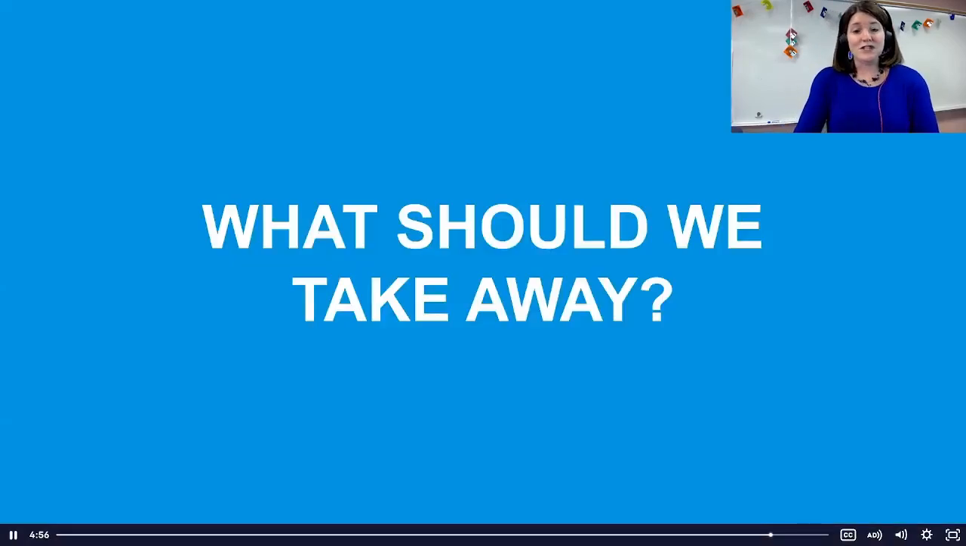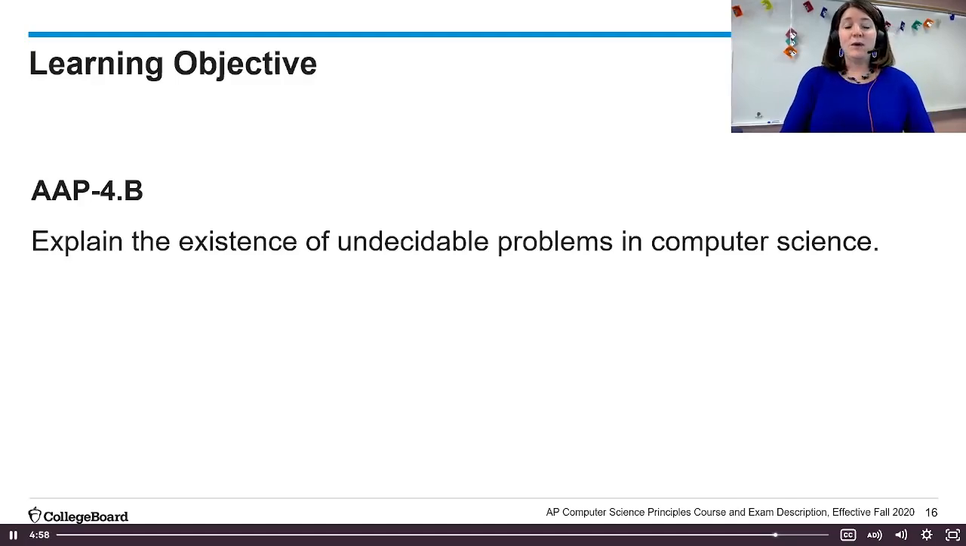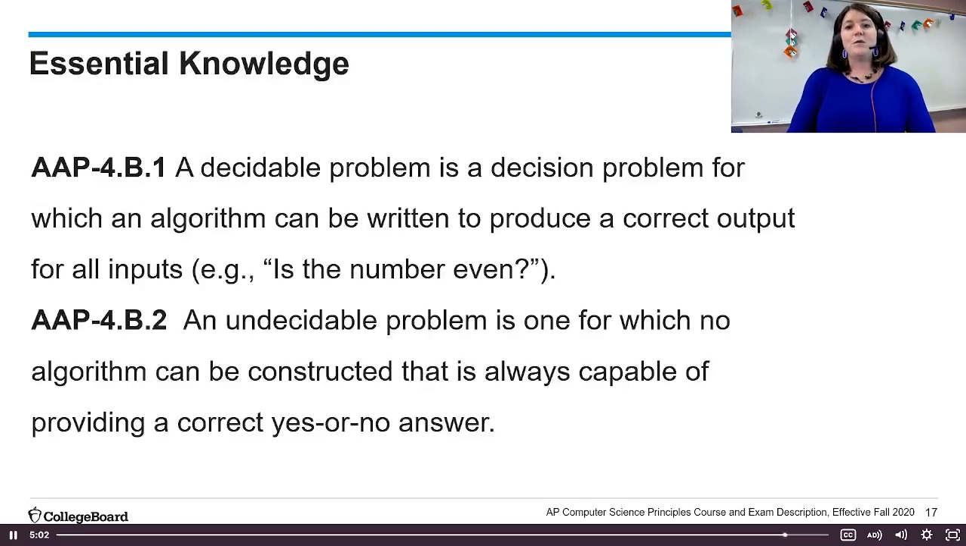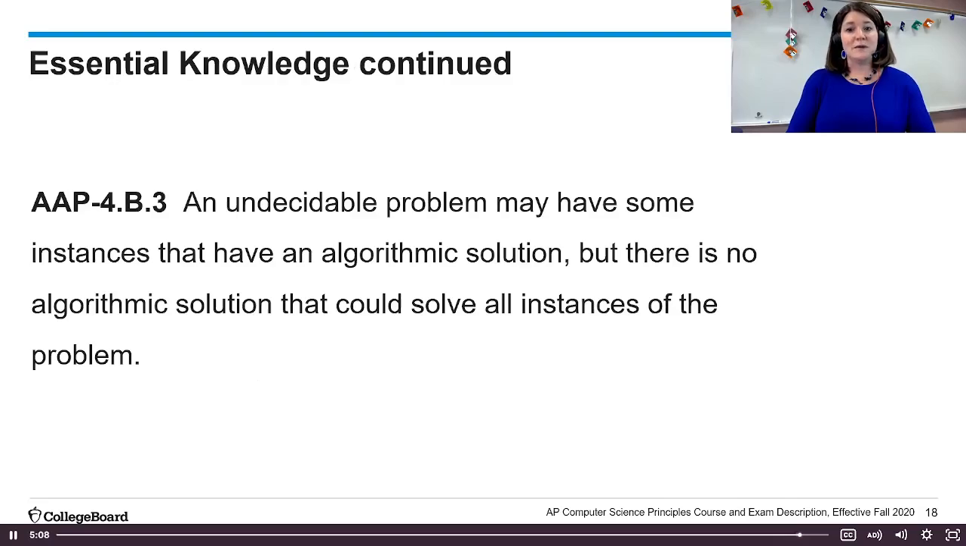So again, what should we take away from this lesson? We determined that there are undecidable problems in computer science, and we were able to take a look at what a decidable problem is and an undecidable problem is, and determine that if there is no algorithmic solution that can solve all instances, then it is an undecidable problem.